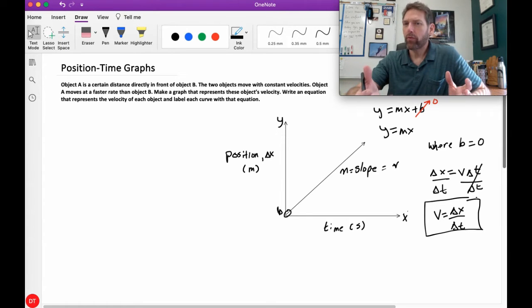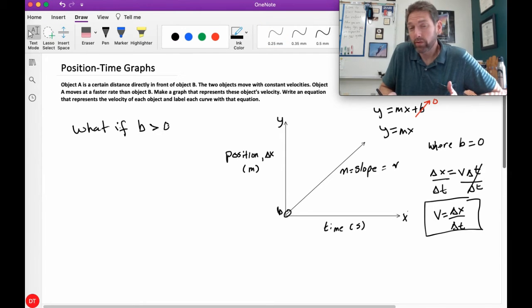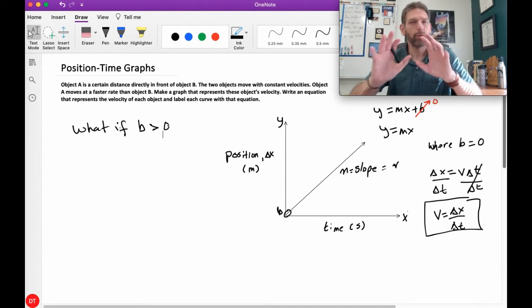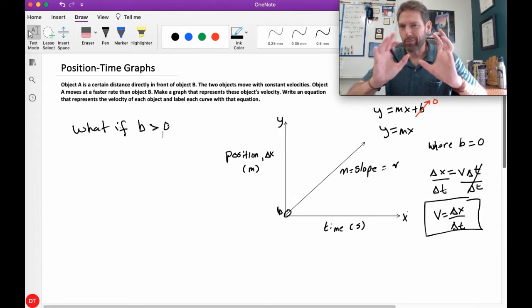So what if... here's a situation. What if b is greater than 0, right? And zero is relative. In physics, we're going to find 0 is a very, very relative concept based on many factors.